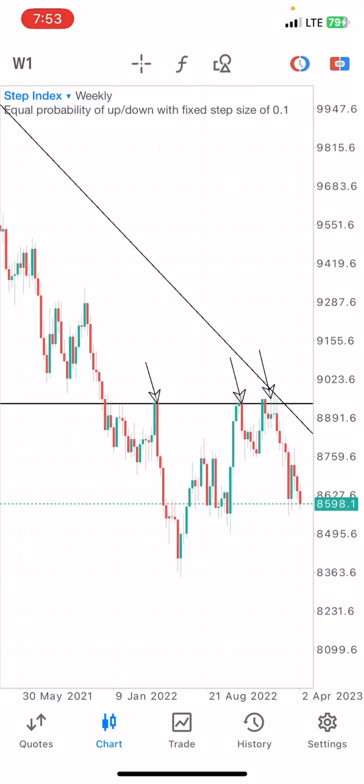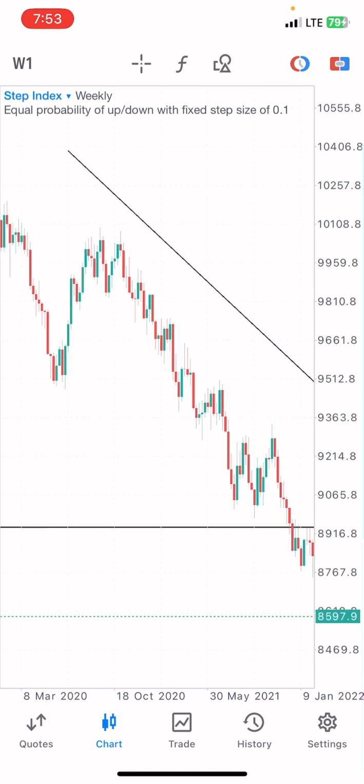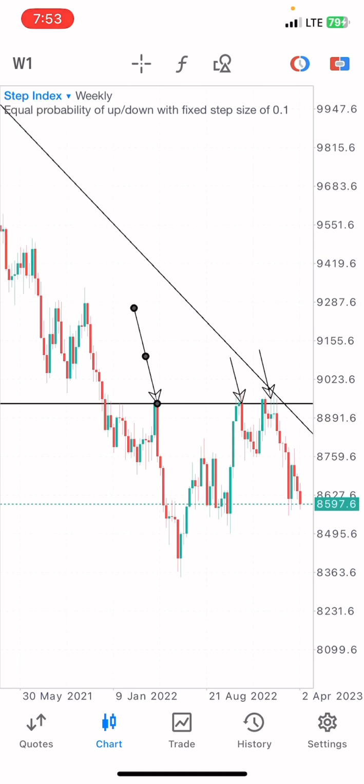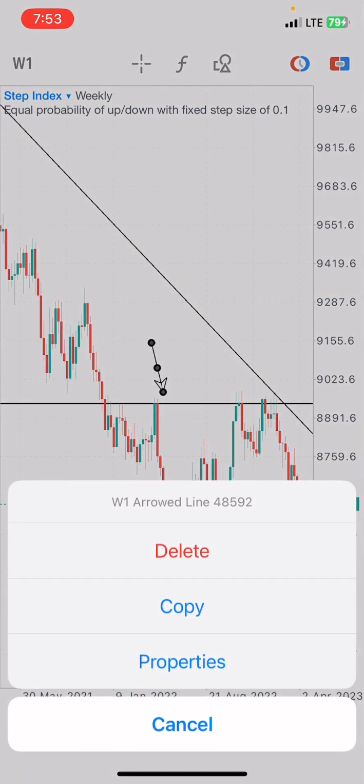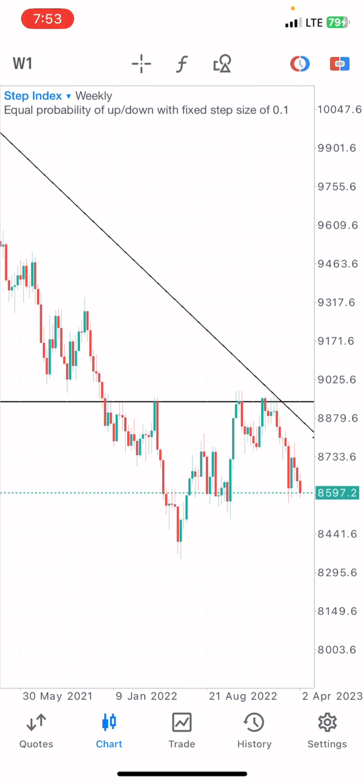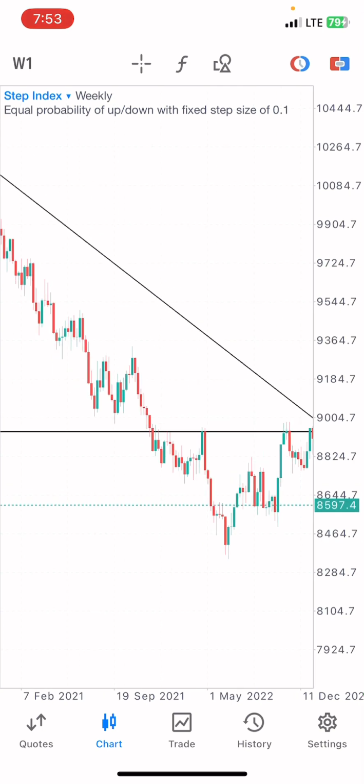So now we have identified the market's general direction. What's the next step in analyzing this particular market? Now we spot our key levels. What are key levels? Key levels are basically levels at which major moves occur in the market. As you can see at this point, you can say this level is a key level.